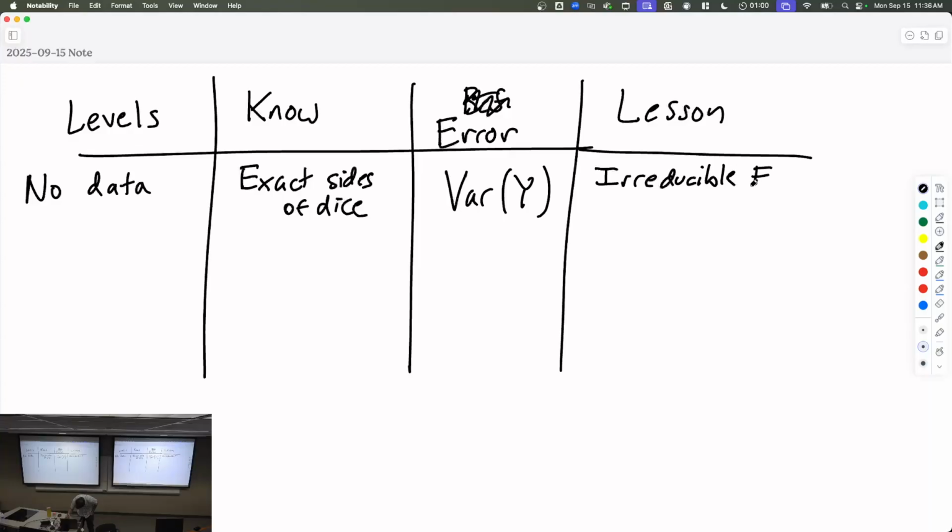This is the first lesson we are learning: even if you know the sides of the dice perfectly, when you're playing this game of trying to estimate a random number, you will never get it perfectly right. So if you pick 3.5, that is the best possible answer, and you will still owe money to the person you're playing this game with. And this error has a fun name. It is called aleatoric. Aleatoric.